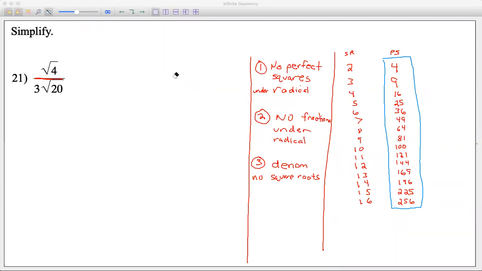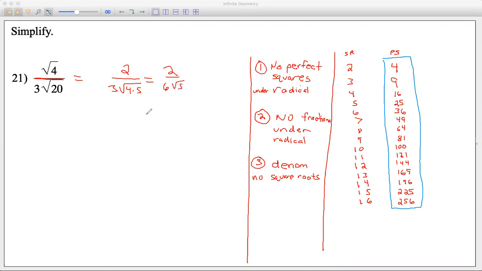Our issue here is that there are some perfect squares underneath the square root symbol. Notice there's a 4, and inside of 20, there's also another 4. Well, the square root of 4 is 2. And the bottom one could be written as 3 times the square root of 4 times 5. All right, square root of 4 is 2. 2 times 3 is 6. So we get 2 over 6 root 5.